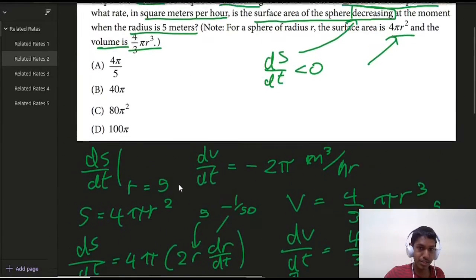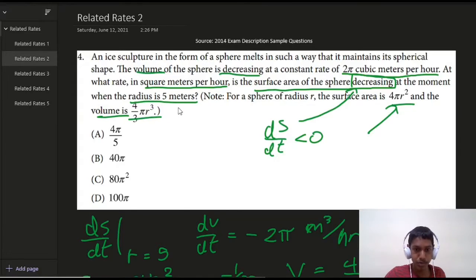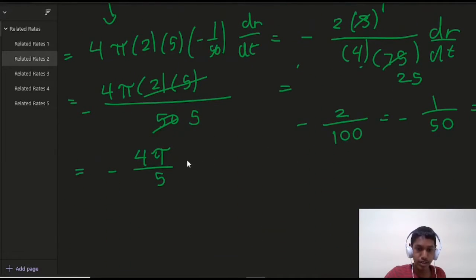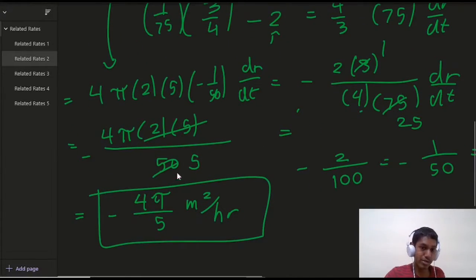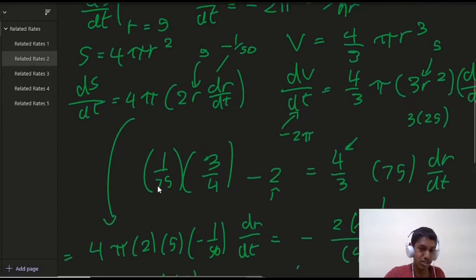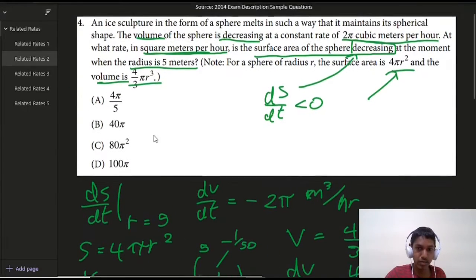And let's look at our units. This should be square meters per hour. Now we didn't need the units on this question, but on an FRQ they'll usually give you some points for the units. So make sure you do include them, not just for related rates, but for any FRQ. Okay, so minus 4 pi over 5.